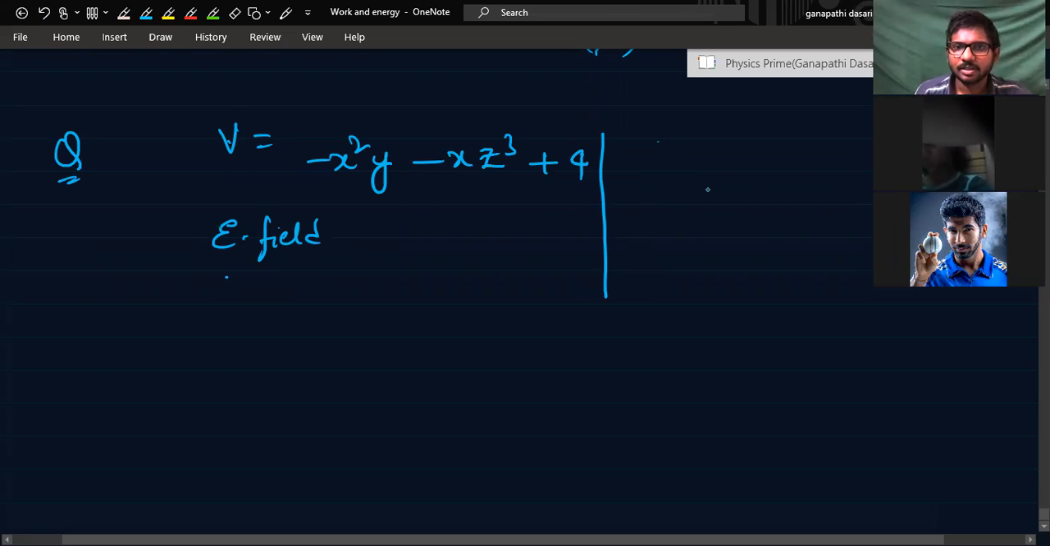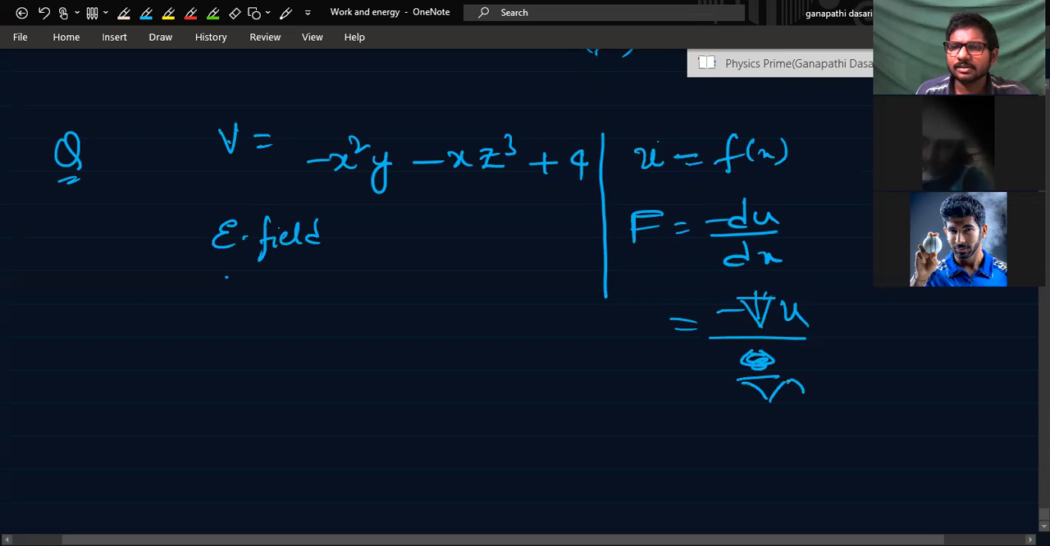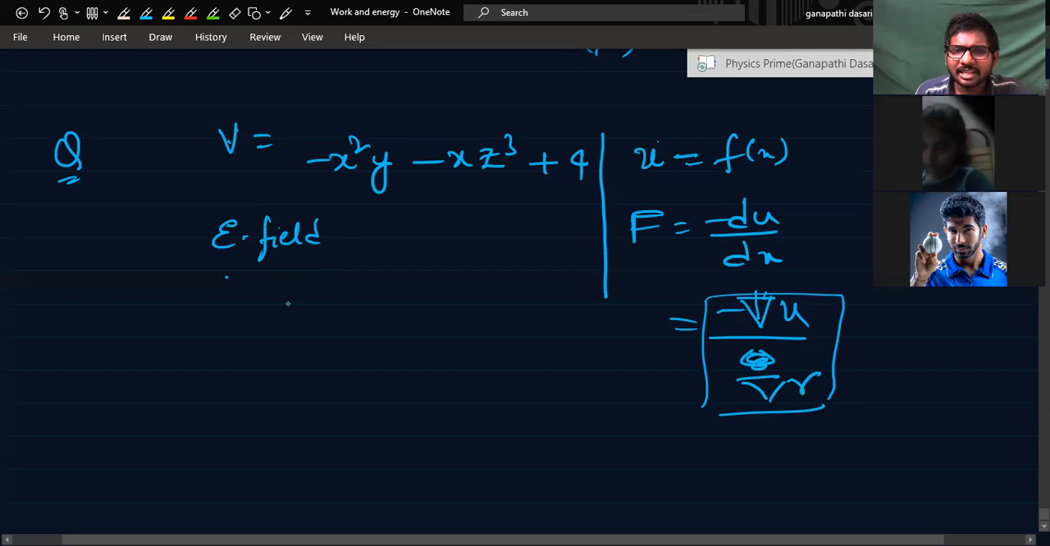Yes, sir. V is equal to E d, I guess. No, that is for a constant electric field, not here. Suppose U is given as a function of x. My force is how much? Minus dU by dx, right? Otherwise minus del U by del r. That is partial differentiation. Like that, if potential is given, the electric field, that is, gravitational field or electric field, is equal to minus del V by del r. Did you get this point?